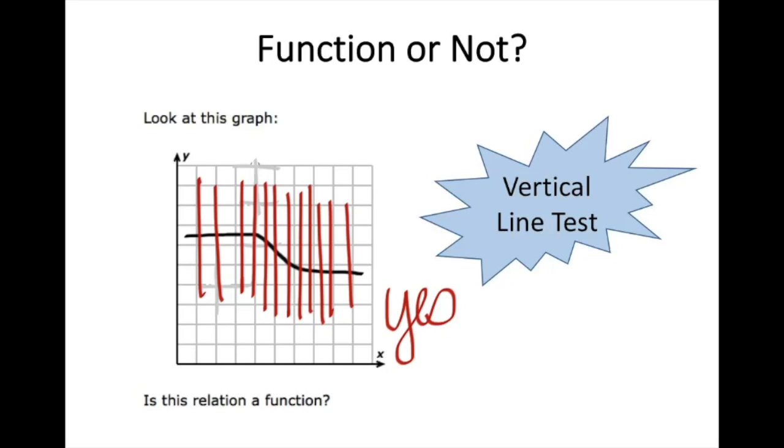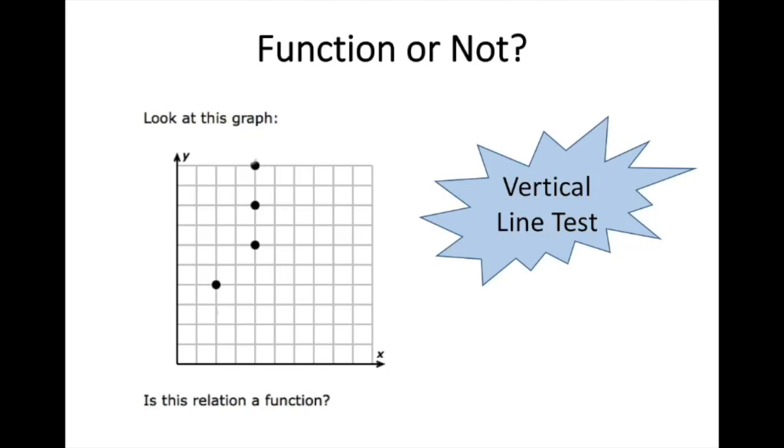Okay, I'm going to show you a couple more, but you do not need to copy them. Just watch. Okay, so ignore those. Let's take a look at another one. If you had something like this as your graph, again, I could do the vertical line test. Go through, it only crosses one, so yes, that would be a function.